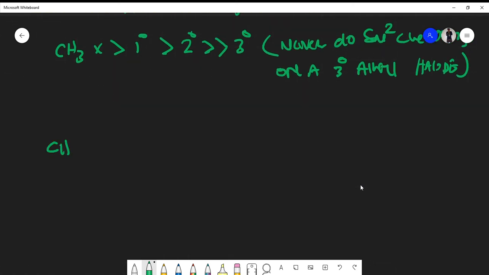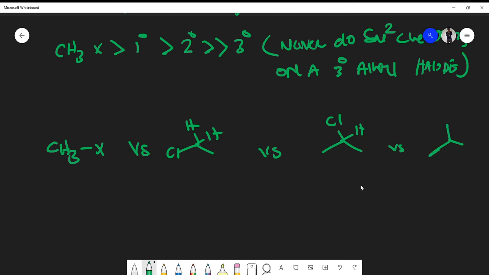Now, again, just to repeat and draw out the structure, here's the methyl alkyl halide, where X is the halide. We have a primary alkyl halide, and we have a secondary alkyl halide with just one hydrogen, versus a tertiary, which really contains no hydrogens. Right? So this is a tertiary, secondary, primary, and this is your methyl.